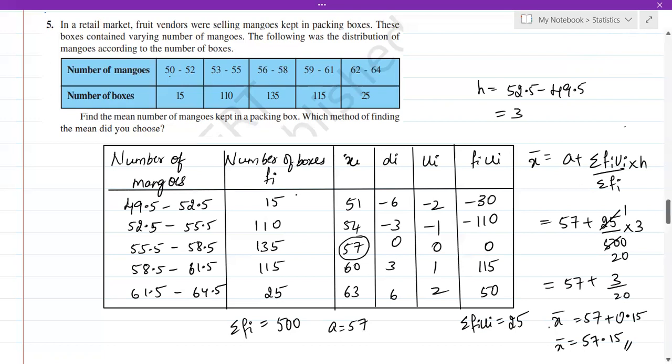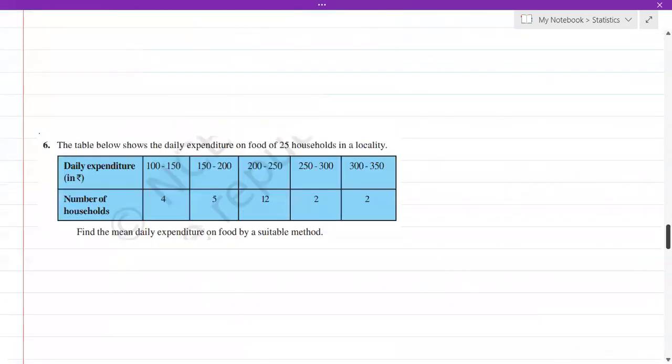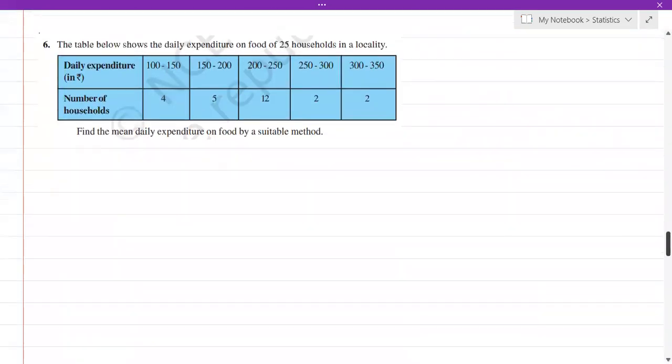So let's get into the next question. Again the next question. Here we can use the assumed mean method itself because the xi is a bit bigger, but the fi is smaller, so you can directly use the assumed mean method. So let's construct the table.